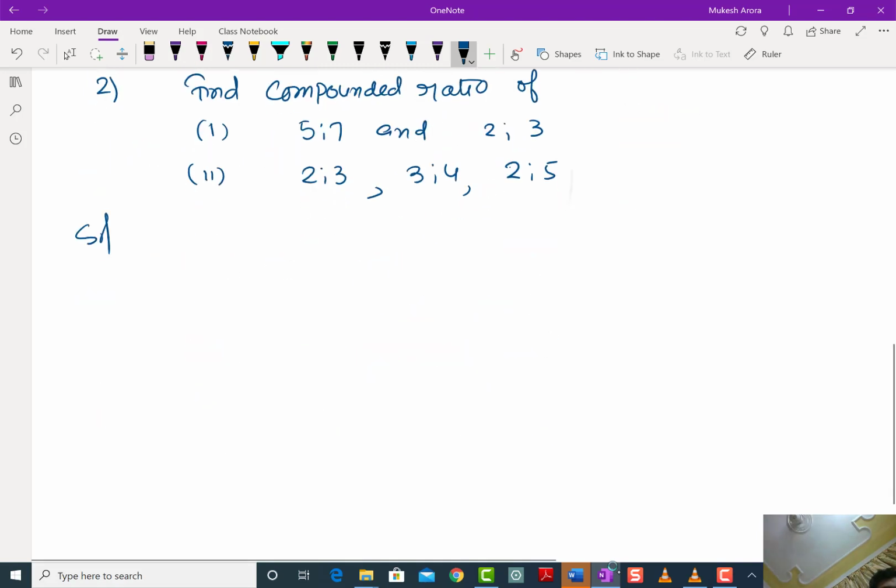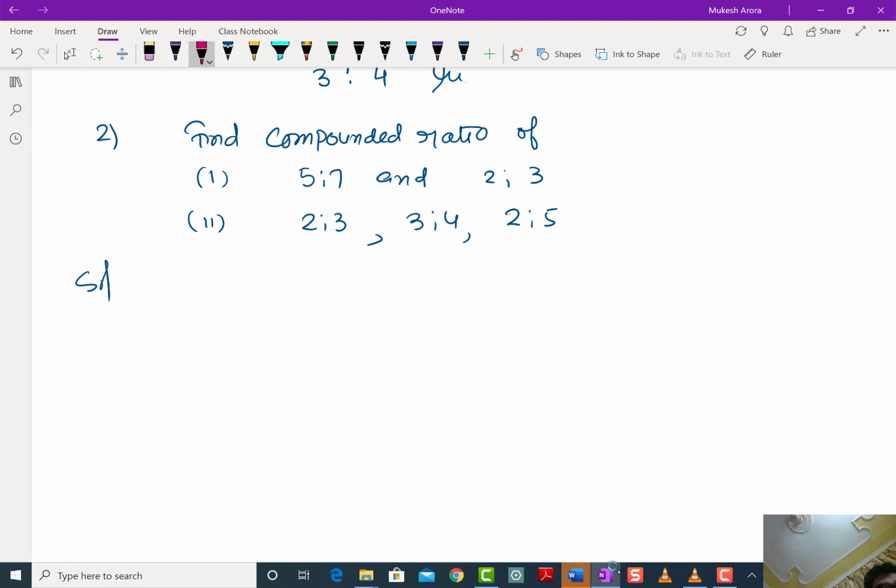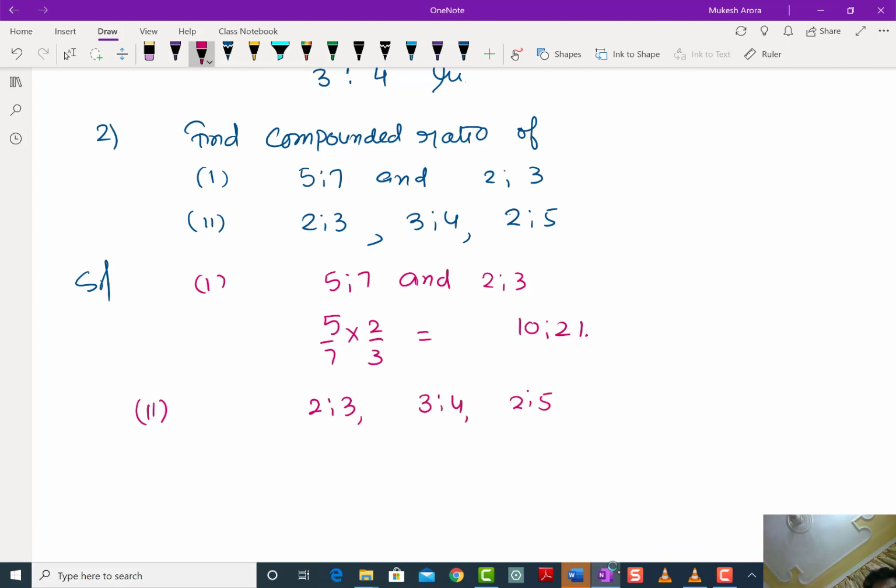So solution, the compounded ratio in the first question, it will be 5:7 and 2:3. So it will be 5/7 into 2/3. This will be 10:21. Second sum, it is 2:3, 3:4, 2:5. It will be 2/3, 3/4 and 2/5. This is cancelled, this is cancelled, this is cancelled. This is 1/5, 1:5.